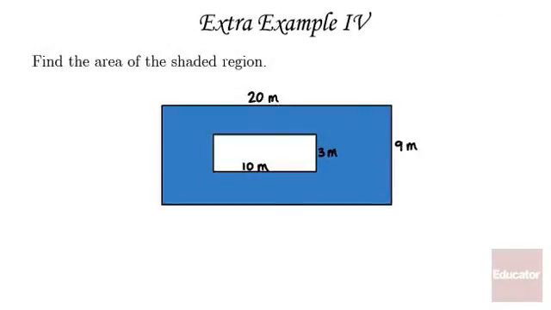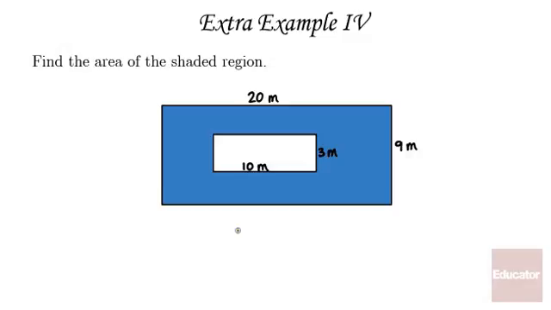And the final example, find the area of the shaded region. Now, we have 2 rectangles here, right? This is the big one, and then here's a smaller one that's inside. So we're just trying to find the area of just the blue part, right? The shaded part. That means I need to do 2 things. I have to find the area of both rectangles, and then I have to do what?